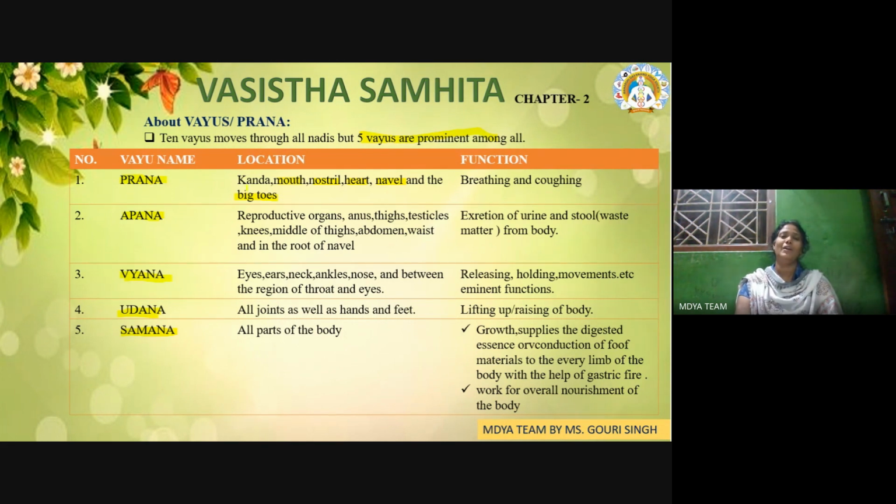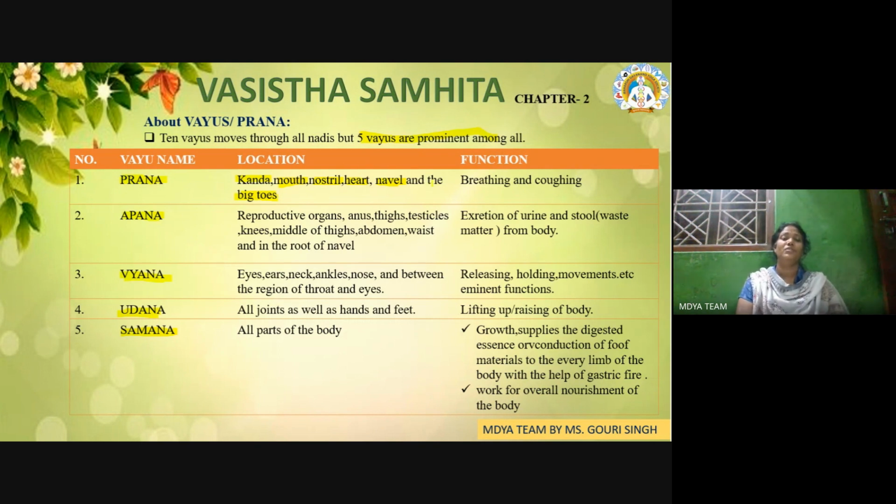But here a clear description is not given about all the things. If you see this line, Vasishtha is telling that prana is present in the kandha area, means in your navel region. Again he is telling that it is present in the mouth, in the nostril area, in the heart area, the navel region, and the big toe. But it is your previous year question: where is the prana sakti located according to the Vasishtha Samhita. So it is very, very important. You have to remember all the five main vayus very carefully.